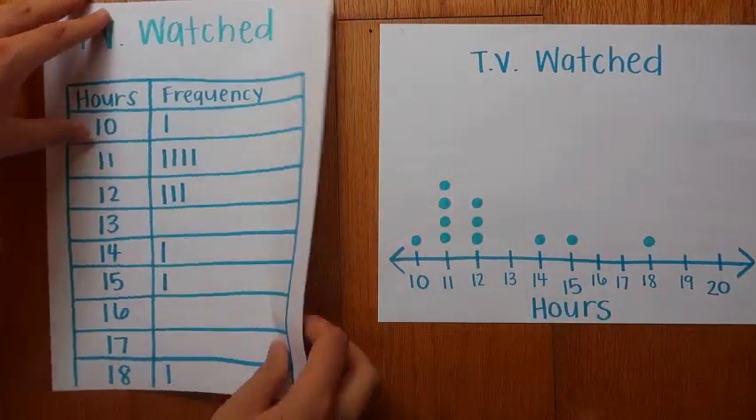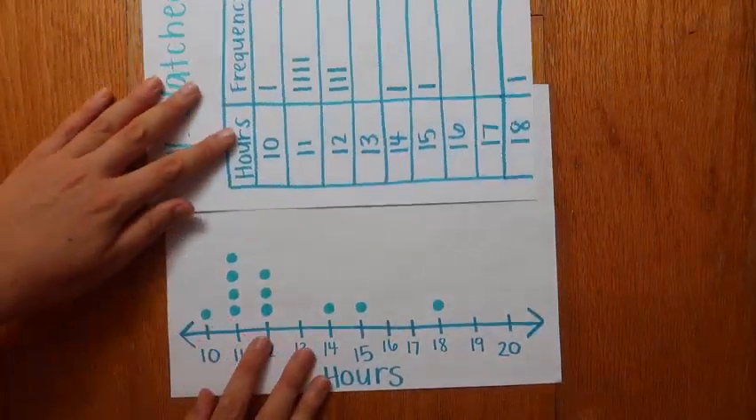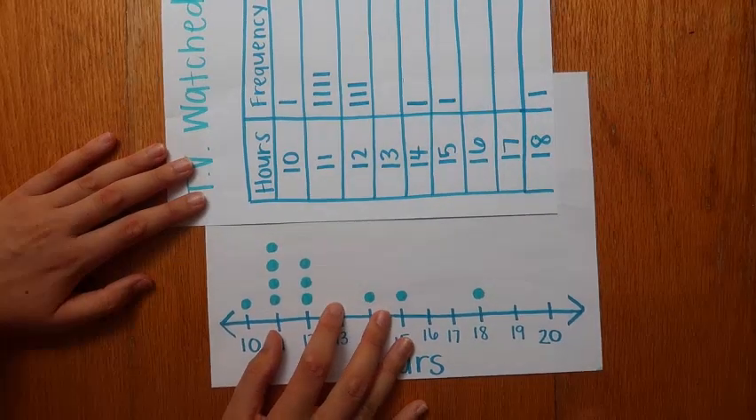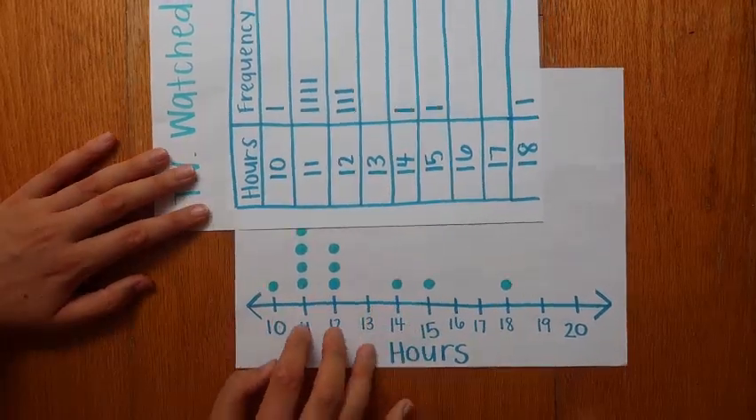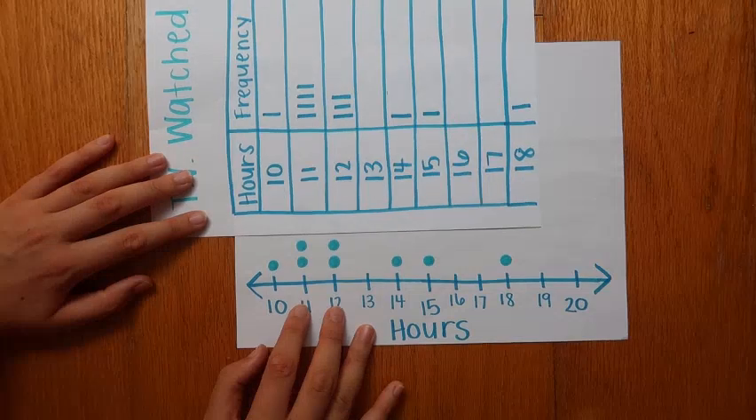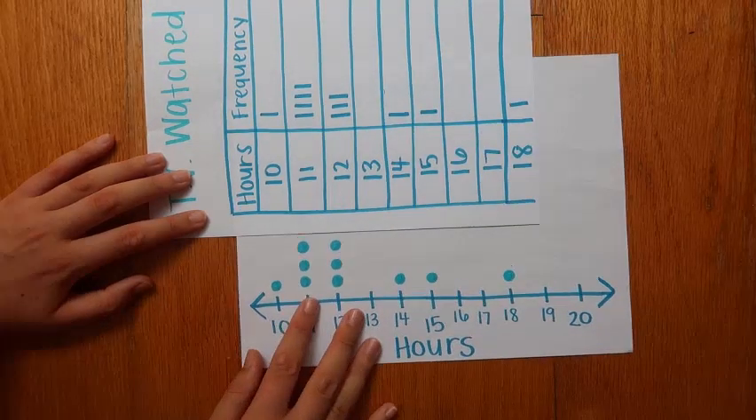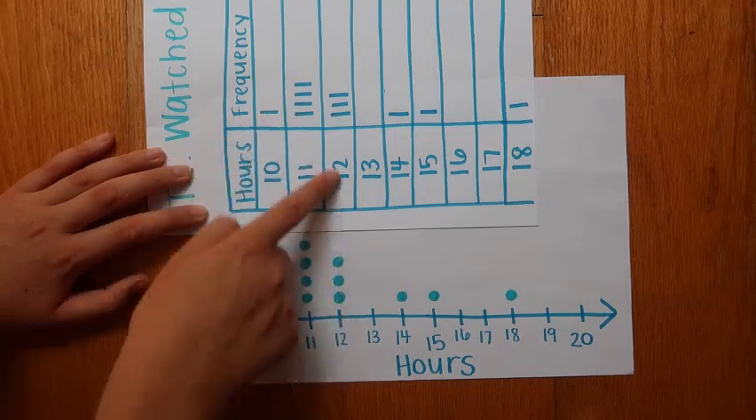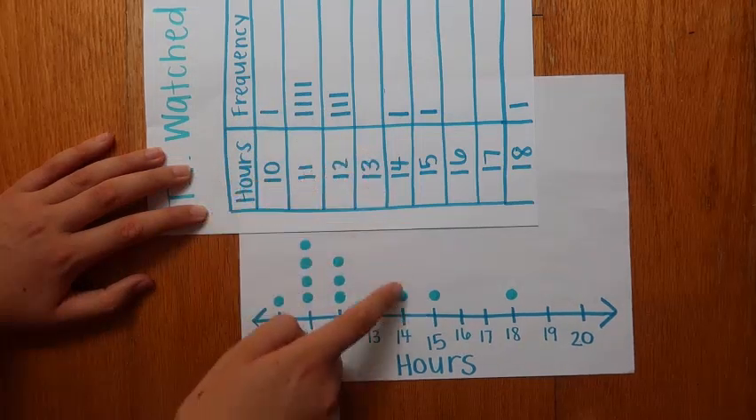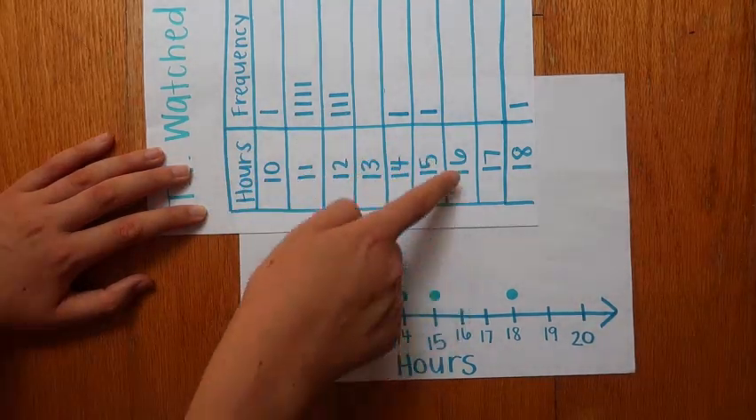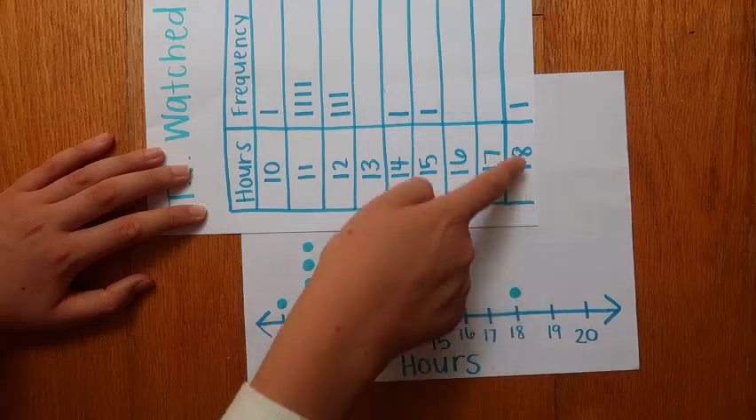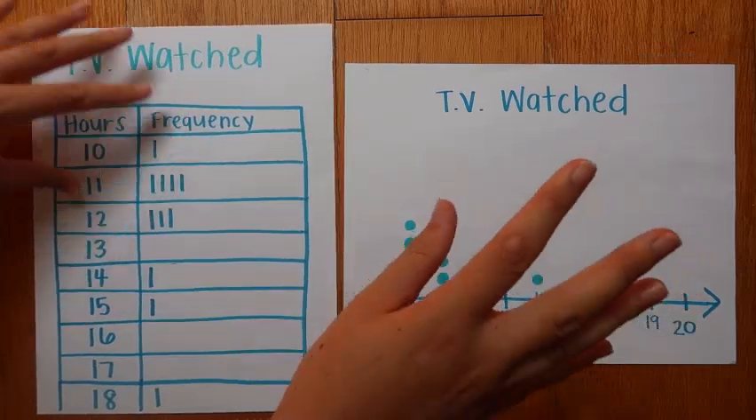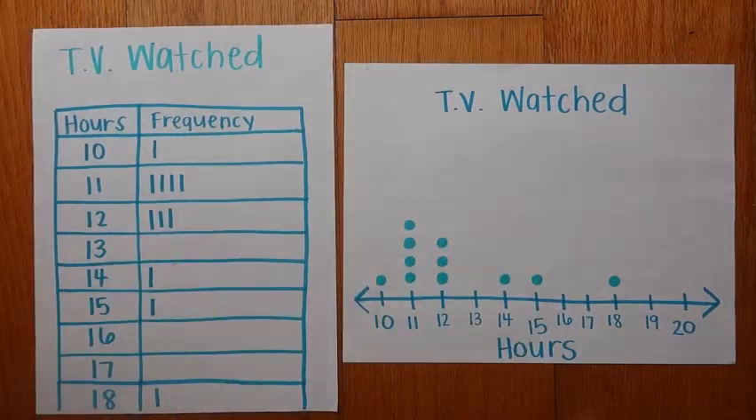I could also take this and flip it this way, as I did before, and I should see that same pattern happening. Look at that, almost lines up perfectly. Where each of these lines up, right? Nothing in the 13, 1 in the 14, 1 in the 15, nothing in the 16, nothing in the 17, 1 in the 18, all right? So that is how you take a dot plot and turn it into a frequency chart.